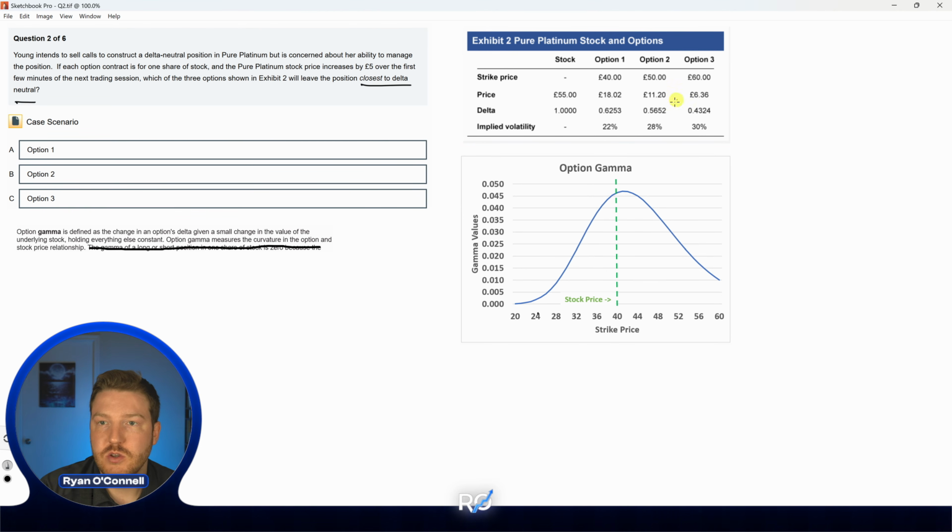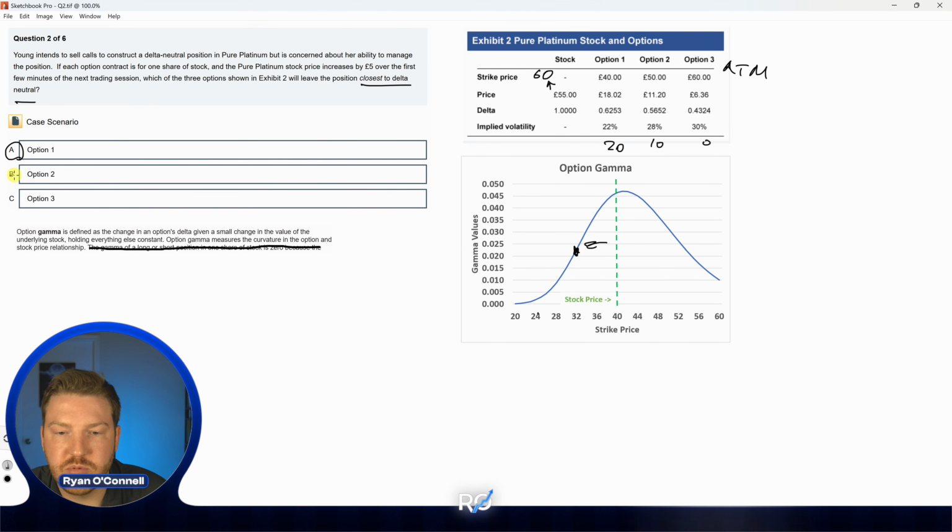the one where the strike price is the furthest from the stock price. So if we look at these, if this changes from 55 and it goes up to 60, like increasing $5 in a few minutes, then this one, option 3, is going to be at the money. The difference between the strike price and the stock price is going to be 0. This one, if the price is 60 and this is 50, it's going to be a difference of 10. And this one, if the stock price is now 60 and this option has a strike price of 40, this one's going to be 20 away from that. So the one that's furthest away is going to have the lowest gamma, meaning its delta actually changes the least. So we would go with option 1.